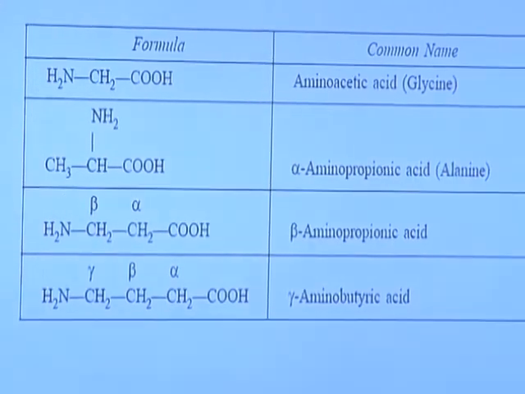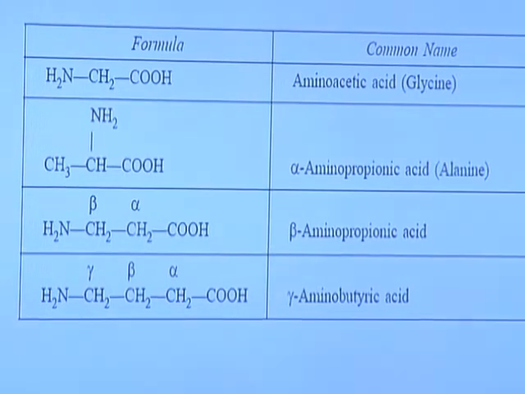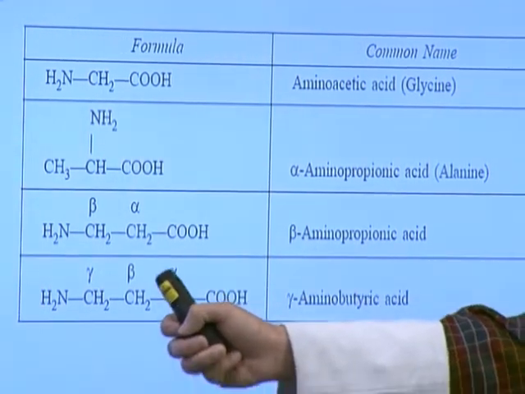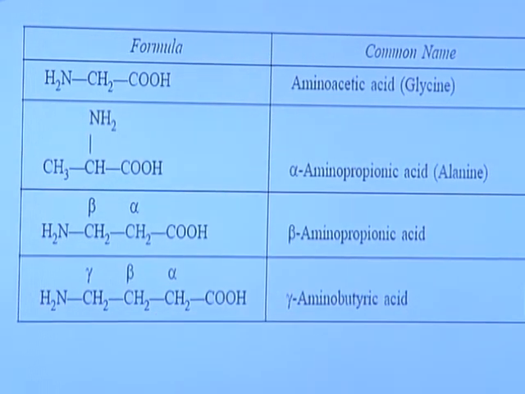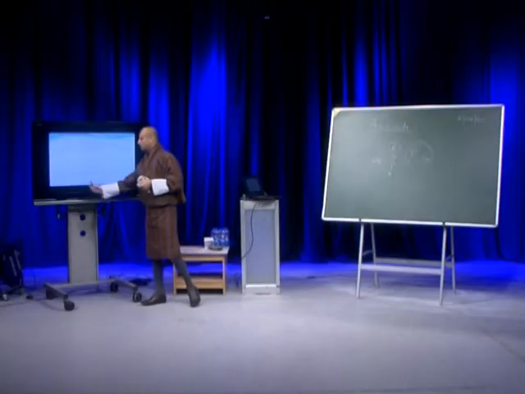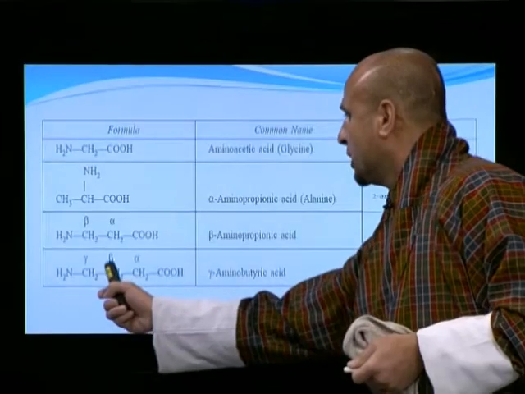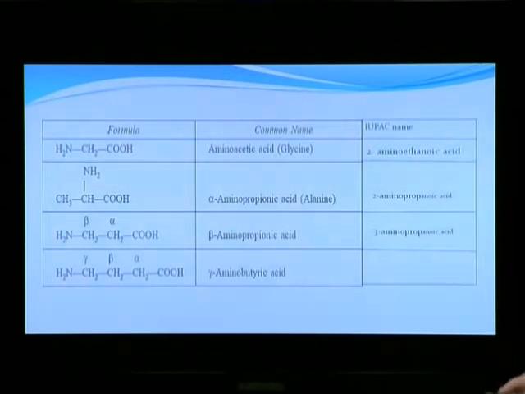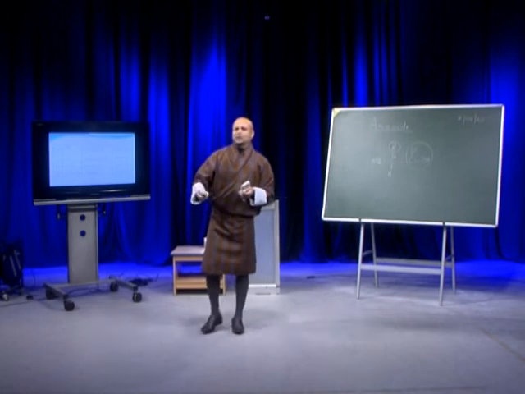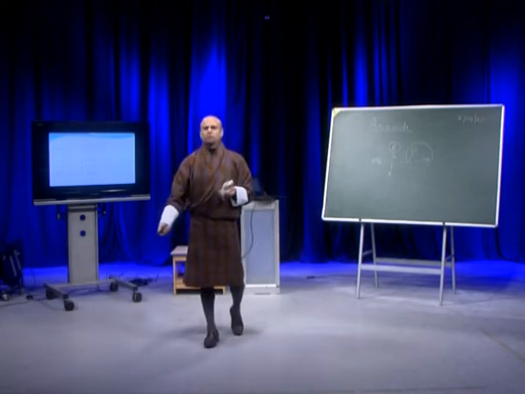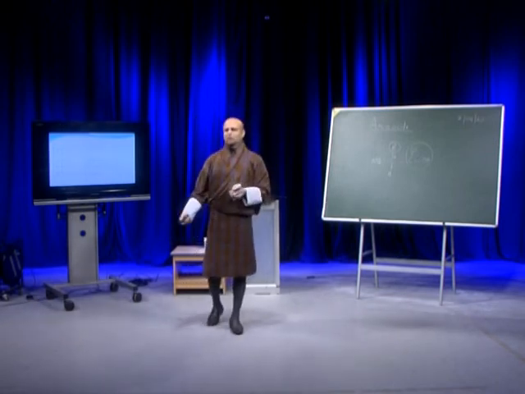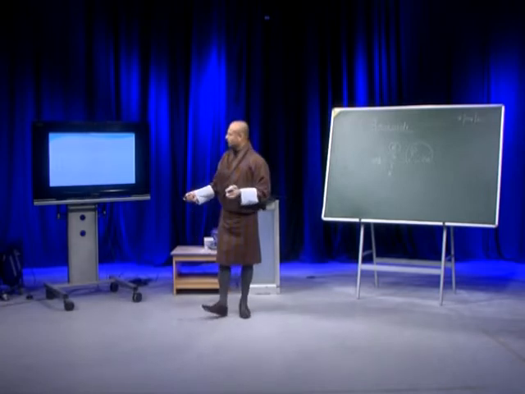Okay. Now let me give my answer. So 1, 2, 3, 4. So 4-amino. How many carbons are there? 1, 2, 3, 4. Butyric acid. I'm sure you got the right answer. So 4-amino butyric acid. So with this, I'm sure you got some idea how to name these amino acids, both using the common name as well as writing the IUPAC name of these amino acids.